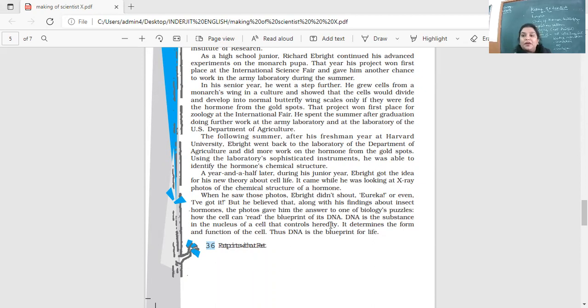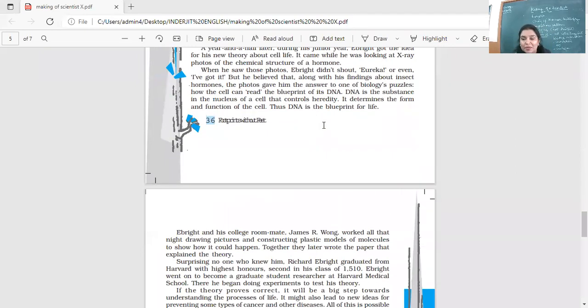It determines the form and function of the cell. As we know, in our body, our organs and tissues, you have done about that, we have different kinds of cells performing different functions. Thus, DNA is the blueprint for life. DNA controls heredity. DNA controls the form and the function of the cell. What kind of a cell it would be. And so DNA is so important. Deoxyribonucleic acid, very good answer, yes. So you all know about DNA and RNA, isn't it? And we have done the structure of it also, I hope so.